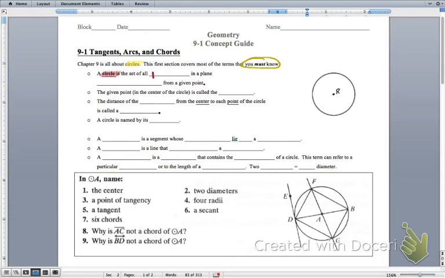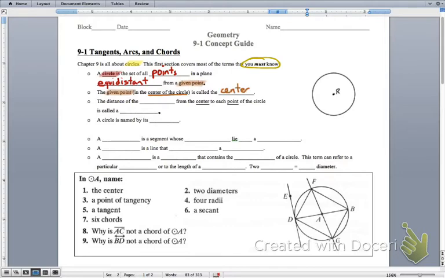A circle is the set of all points in a plane equidistant from a given point. So if we have a circle over here, this is the circle. Of course, all of these points have the same distance from R around here, and that's the definition of a circle.